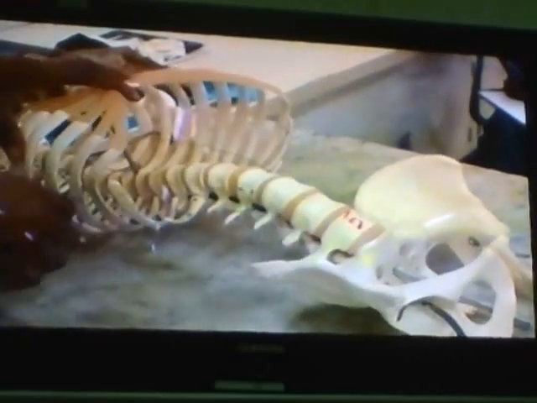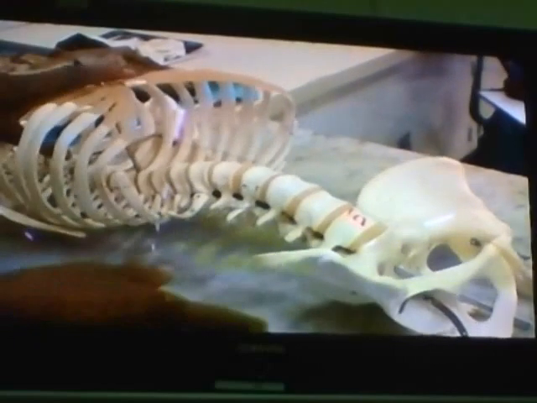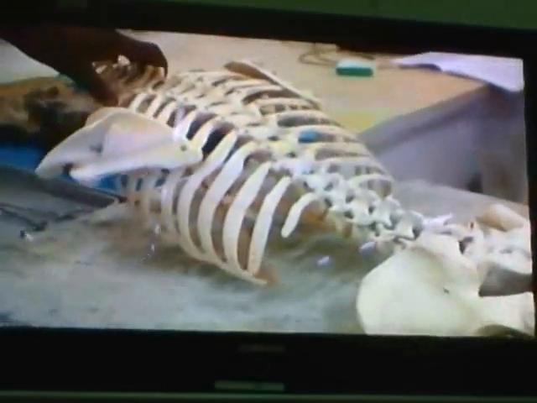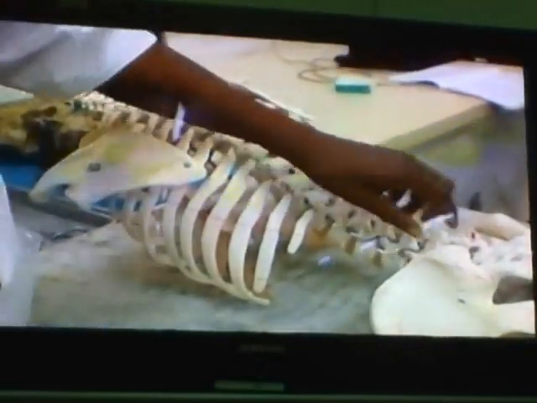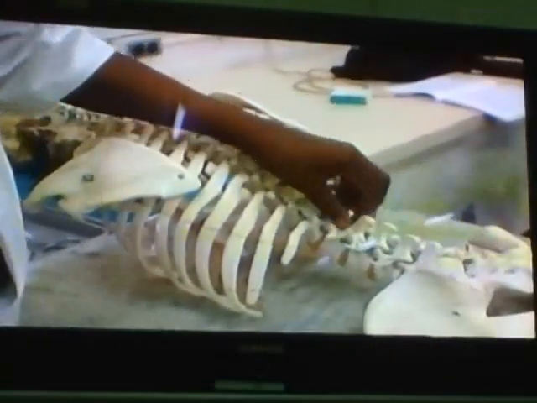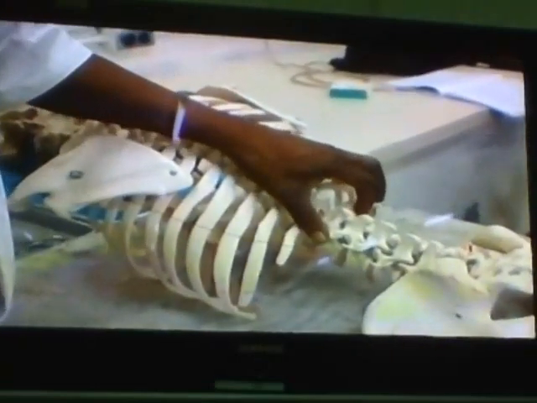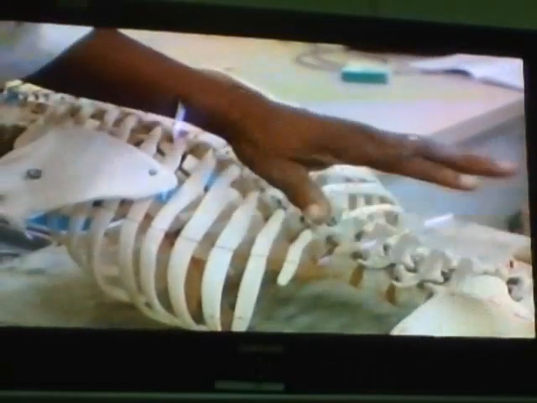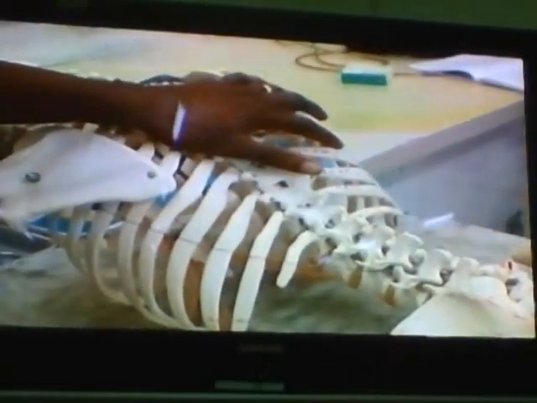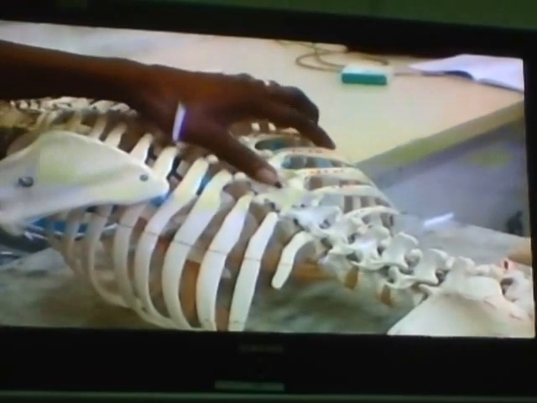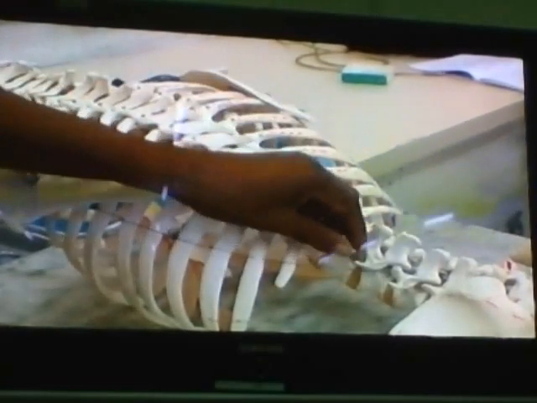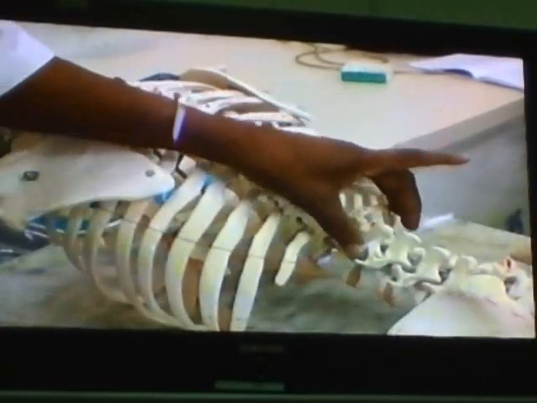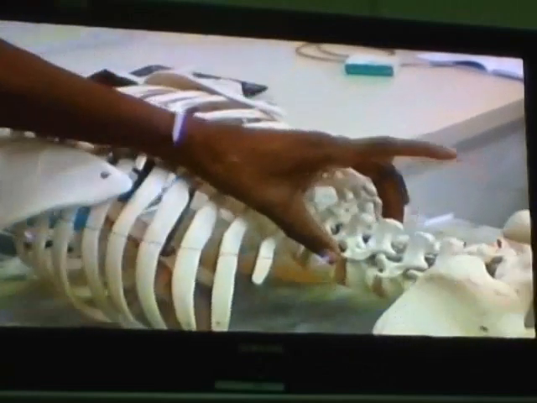Now, there are some muscles that hold the structures together. So on the back here, we are going to have these muscles. And important for the muscles is the fascia that holds them in place. And very important for the fascia is the transverse process.